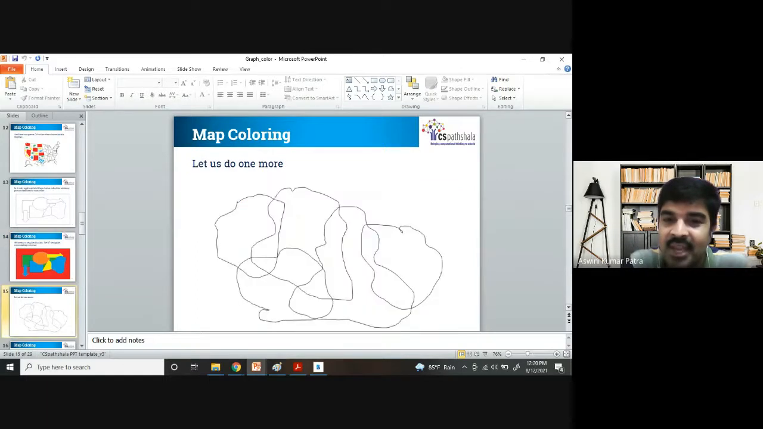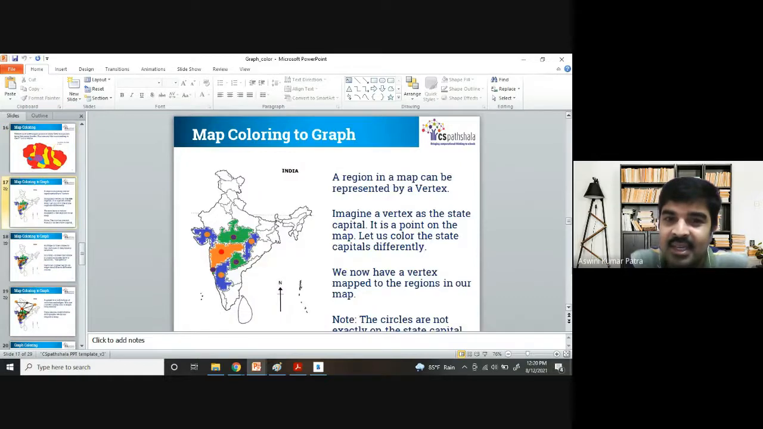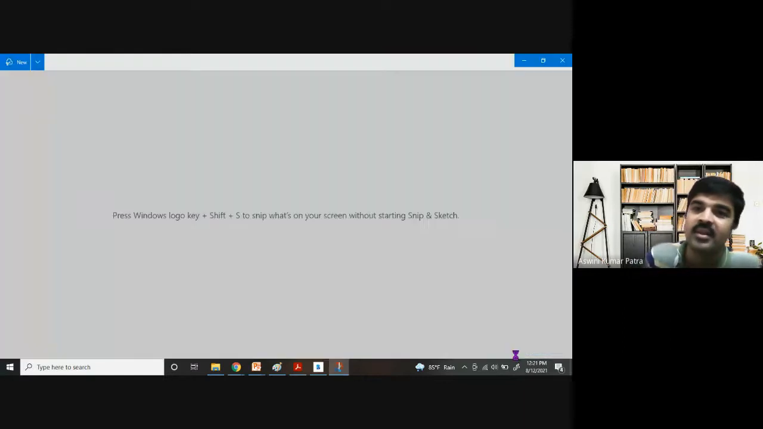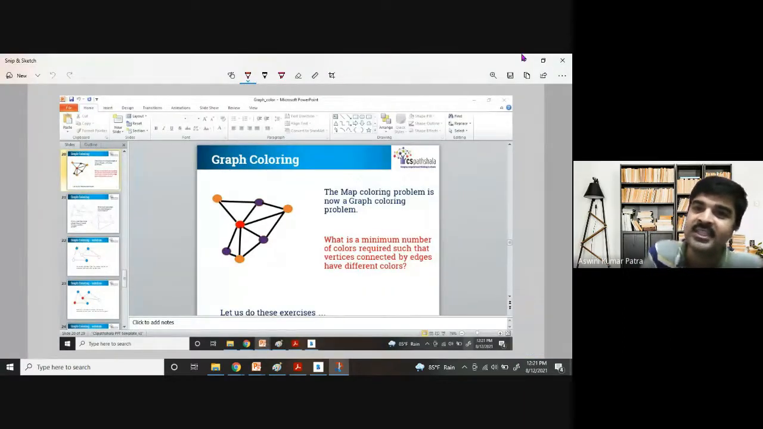Okay, so now the idea is we can convert this map coloring problem to a graph coloring problem. Okay, so why do I do so? Because of 2 reasons. Reason 1 is... my pen is not working. Yeah, this is reason 1. And this is reason 2 why I talk about graph coloring.